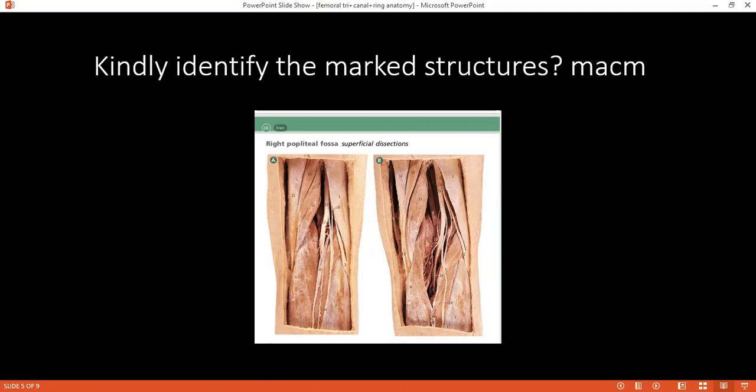Yes, madam. The contents of the popliteal fossa are: the popliteal artery, which is the deepest content, then the popliteal vein, then the tibial nerve and common peroneal nerve, and there will be the short saphenous vein, and there will be lymph nodes.